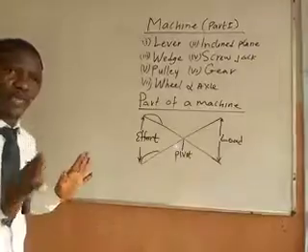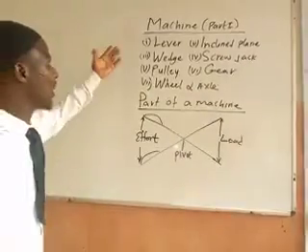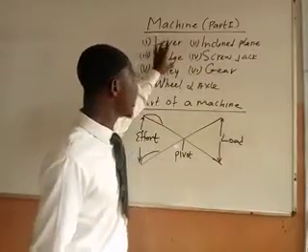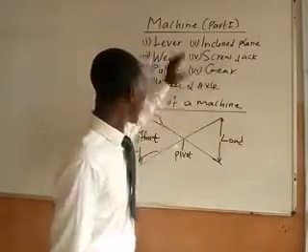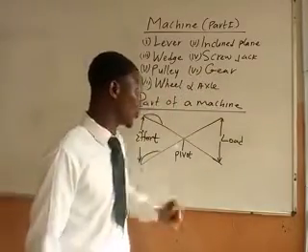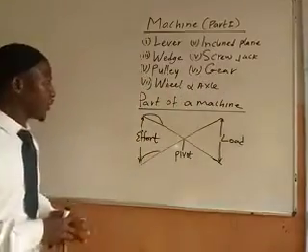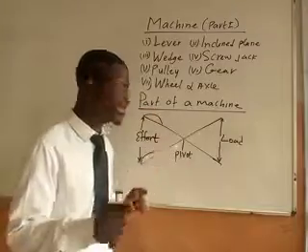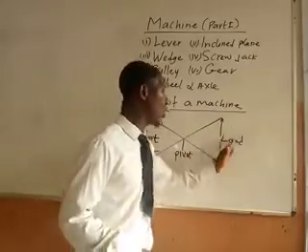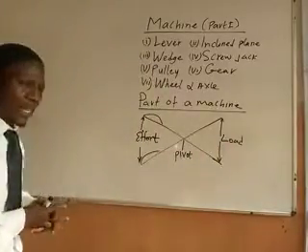Now we have 7 major types of machine. So we have lever, we have inclined plane, we have wedge, we have screw jack, we have pulley system, we have gear, we have wheel and axle. Now we have 3 major parts of machine, like I said. We have effort, we have pivot, we have load. Now let's go to lever.